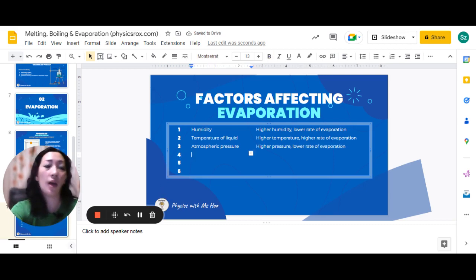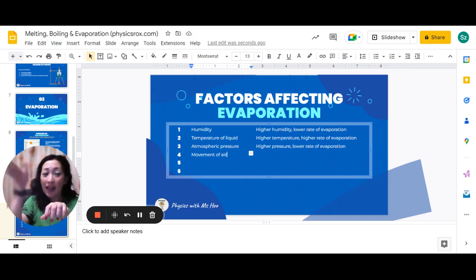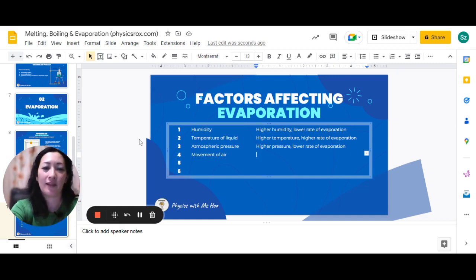There's also movement of air. That means is there wind, like when you blow, right? If there's air blowing, the air helps to add energy to the water particles to leave the surface. That's why when something is hot, you blow to make it cooler, right? So higher movement of air, higher rate of evaporation.